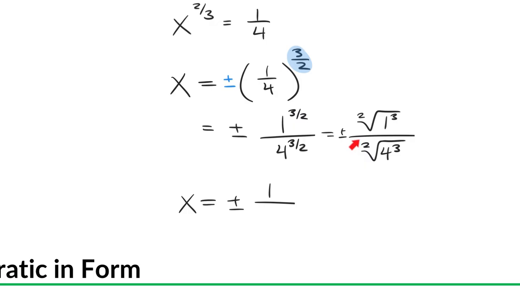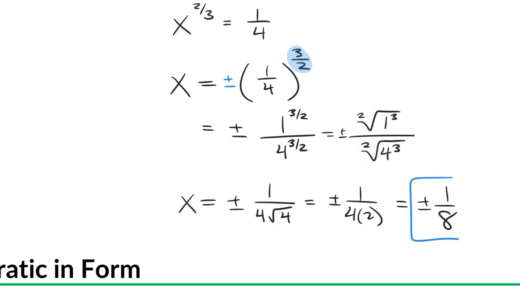This one's telling me to bring out pairs of numbers. So the pair of numbers I have here is a pair of 4's and a leftover 4. Well, the square root of 4 is 2, so this is like saying 1/4 times 2, which is plus or minus 1/8. Now that's our exact answer, and we can always turn that into a decimal for a decimal approximation.